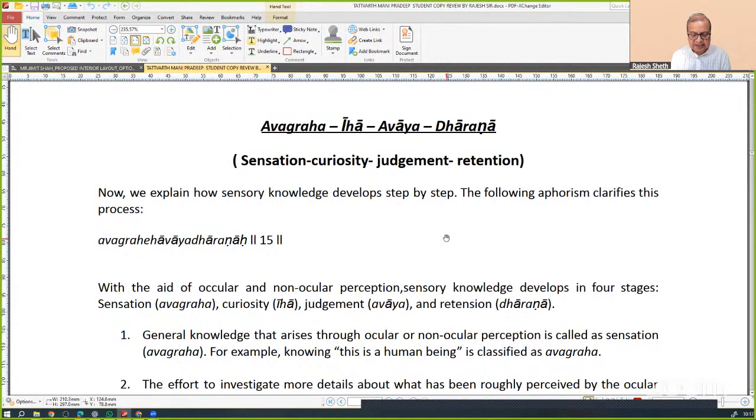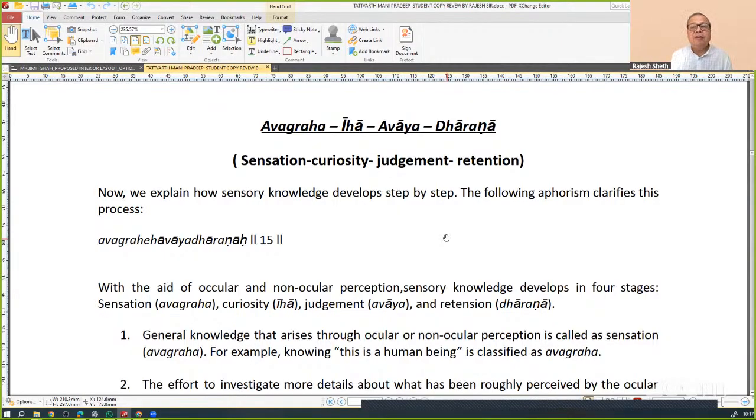What is this sensation? A general knowledge that arises through ocular or non-ocular perception is called sensation, avagraha. For example, knowing this is a human being is called avagraha. So you see something white, and you don't know what it is. That is called avagraha, the first impression after the perception. Darshan upyog purvak, the first, general impression is called avagraha.